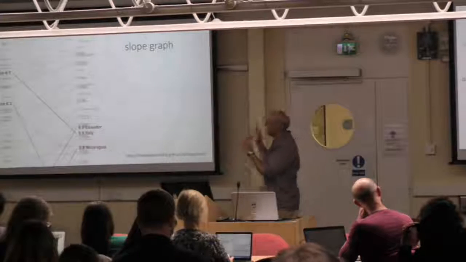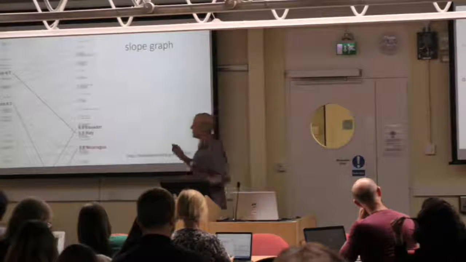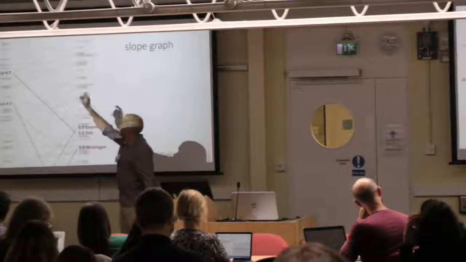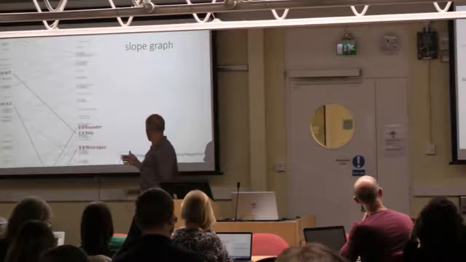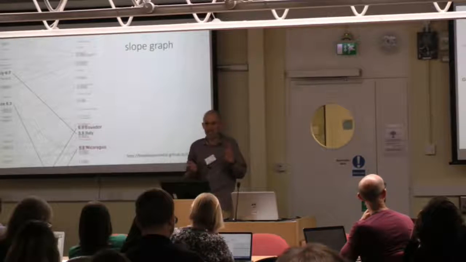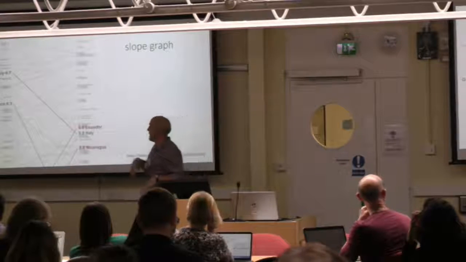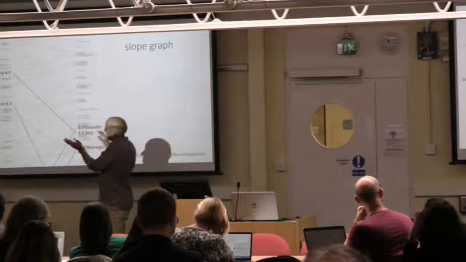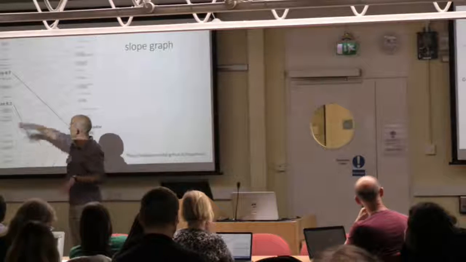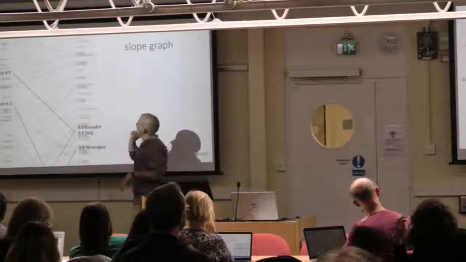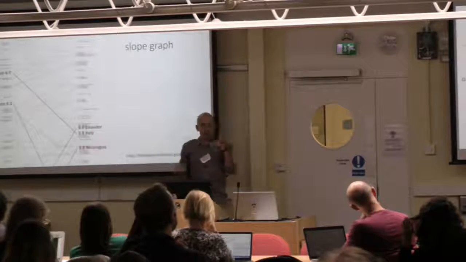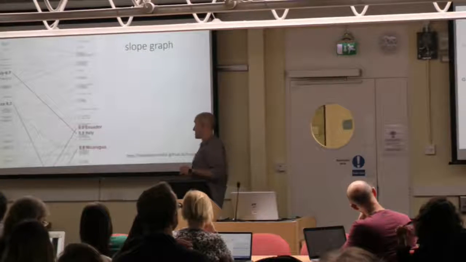I really like these, a slope graph. So this is just looking at two time periods. I think this was looking at change in happiness score over time. The nice thing about that is that this is time period one, this is time period two, and so it's very easy to see which countries went up and which countries went down.